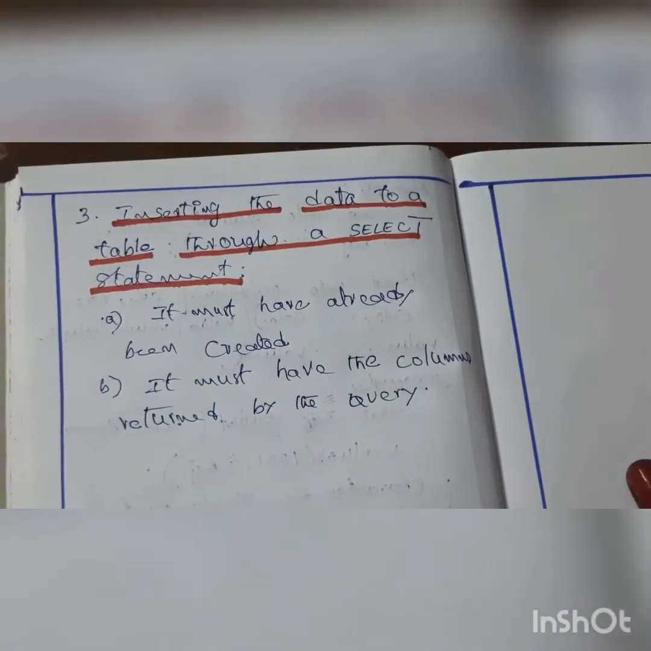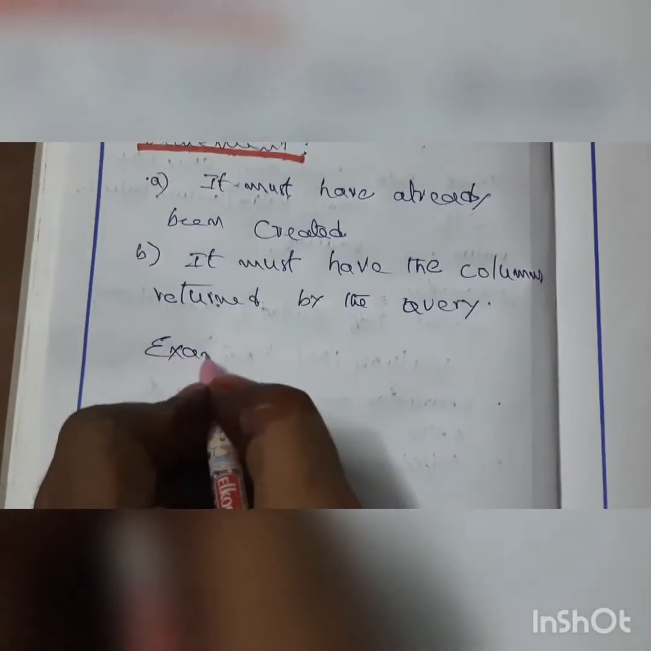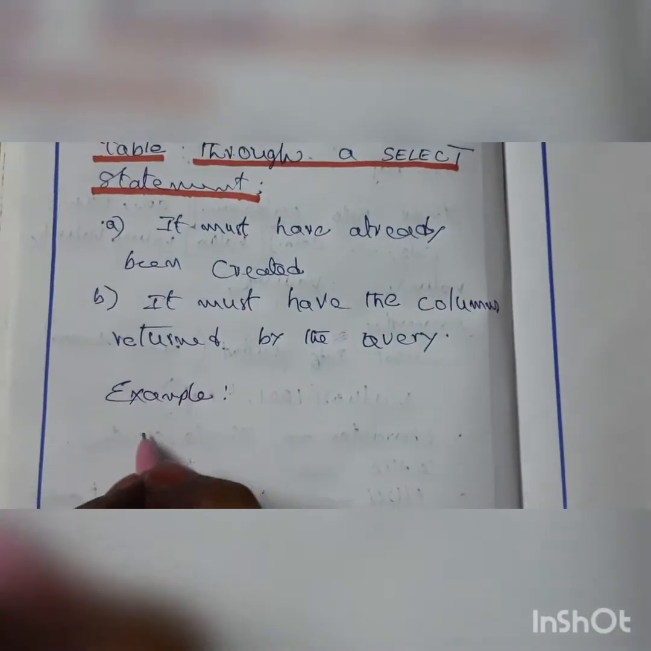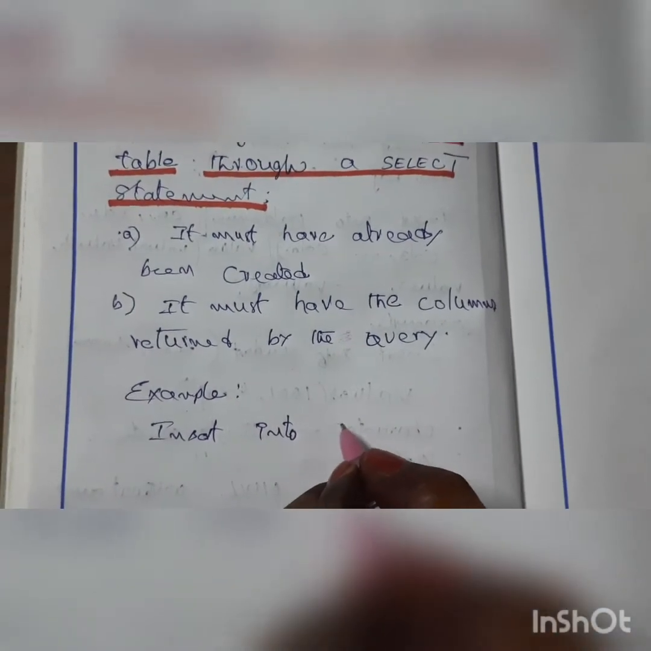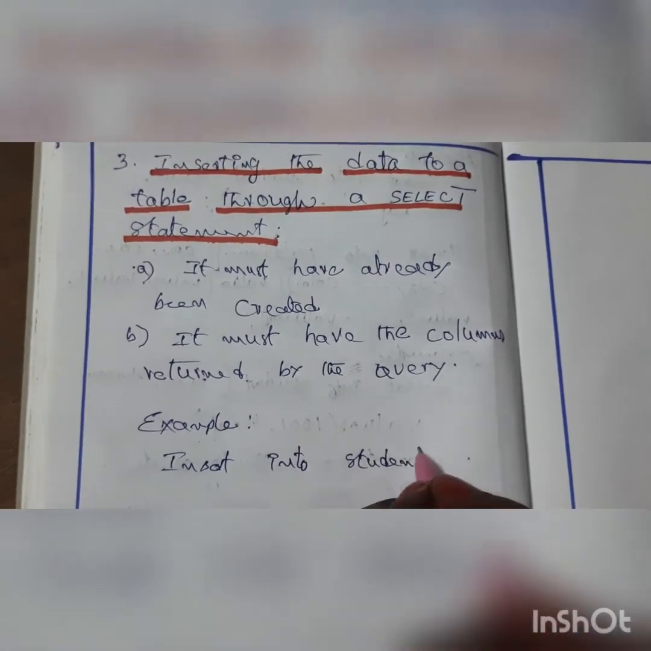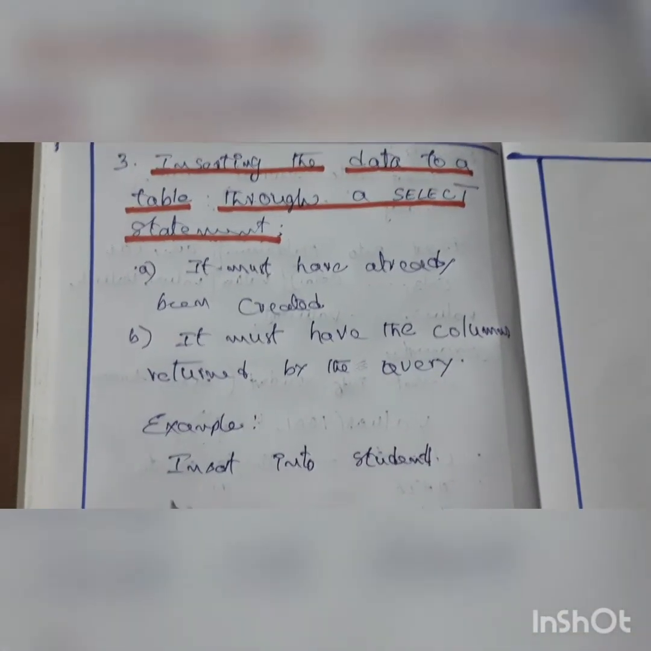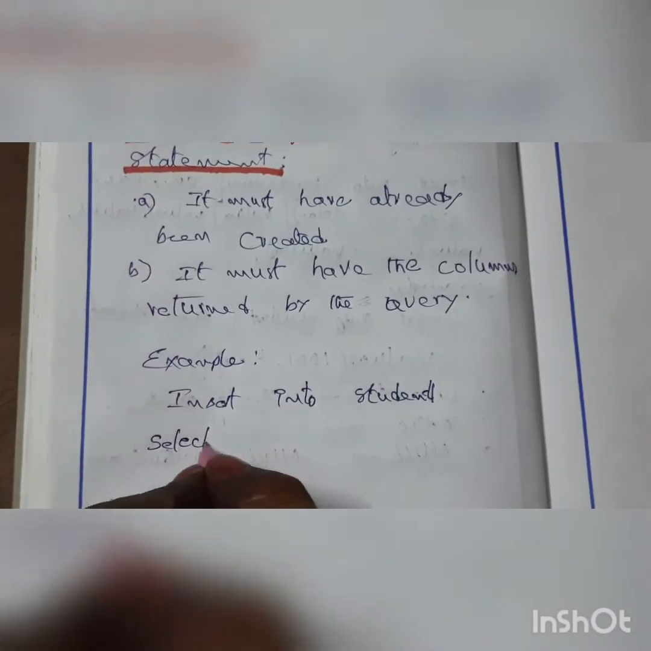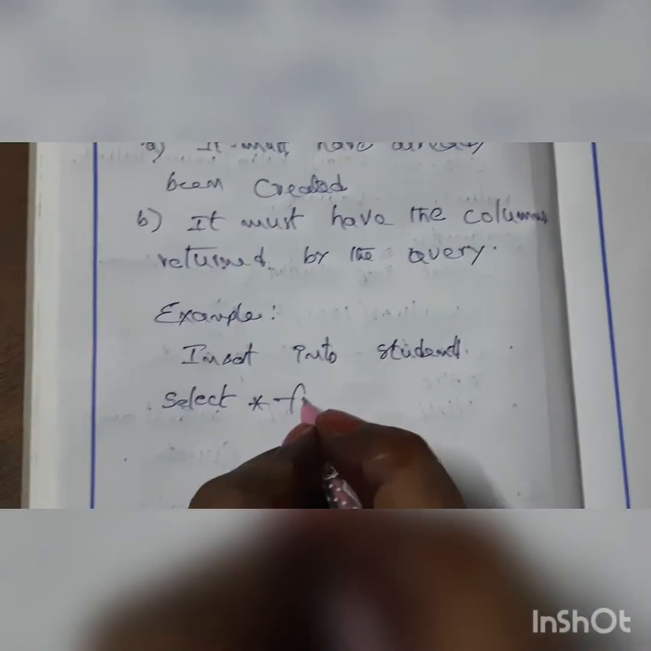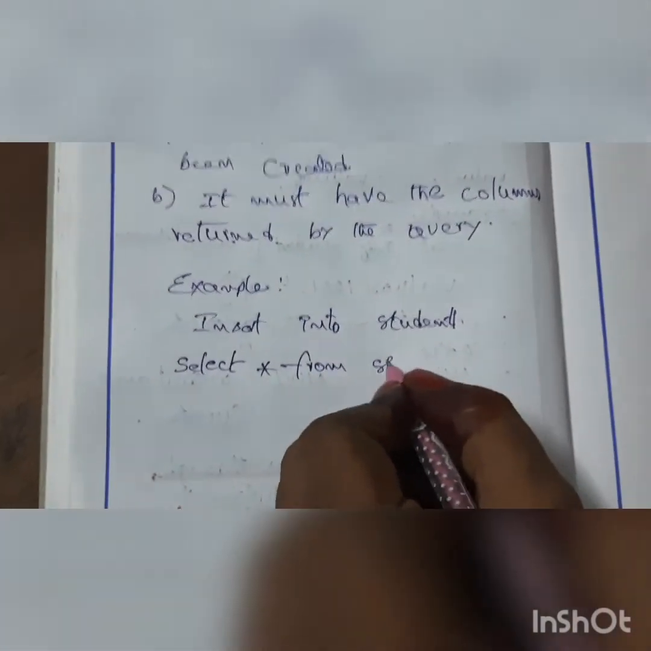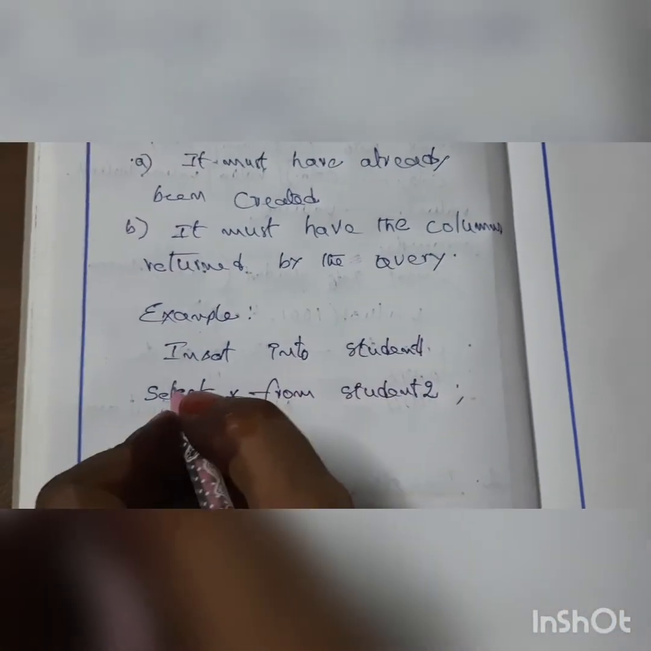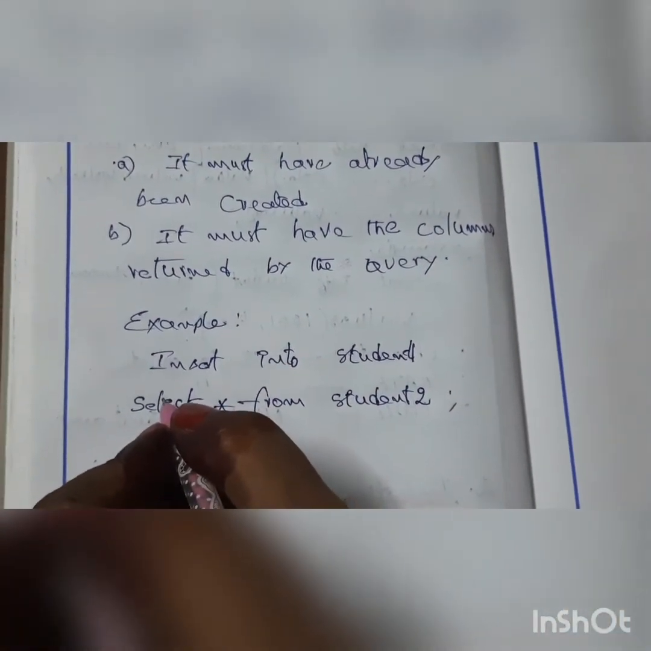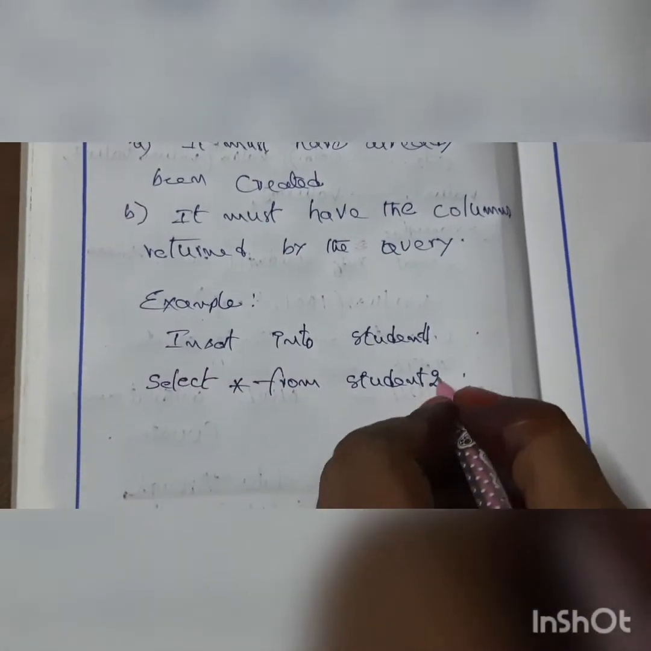Example: insert into student 1, select star from student 2, semicolon. The above query will insert all records of the student 2 table into student 1.